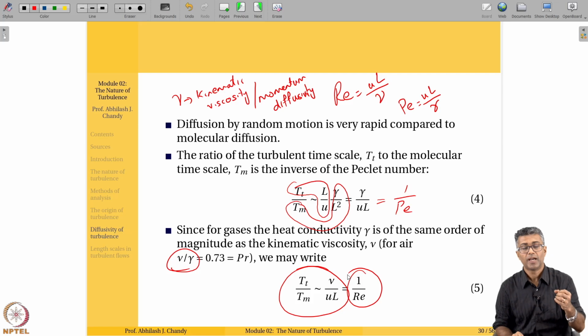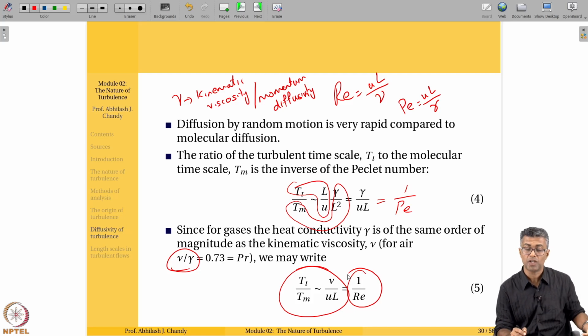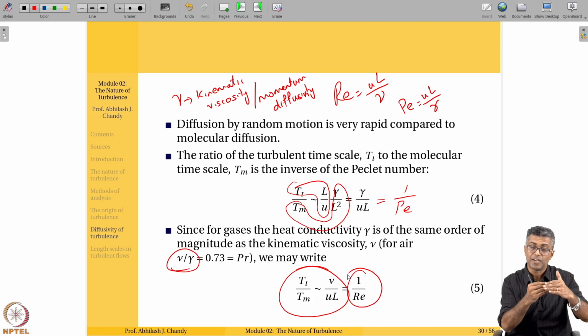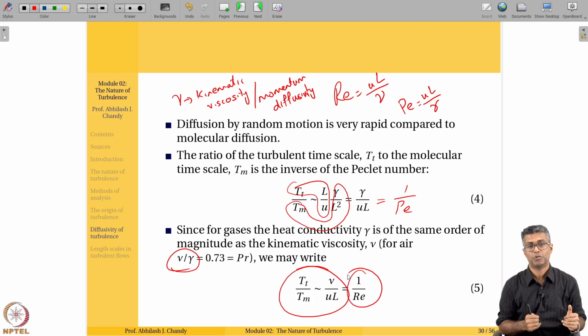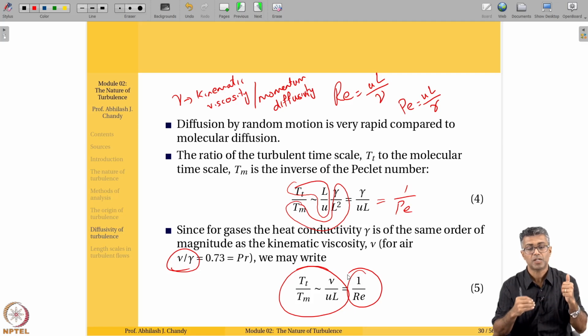So think about it. Increase in Reynolds number, your turbulence increases. Turbulence gets to be more vigorous. The turbulence intensity increases. And when that happens, the 1 over Reynolds number becomes an even smaller number. So the difference between the turbulent time scale and the molecular time scale becomes even larger. As the Reynolds number increases, that difference becomes even larger. So that's one way to look at the ratio of the turbulent time scale to the molecular time scale.